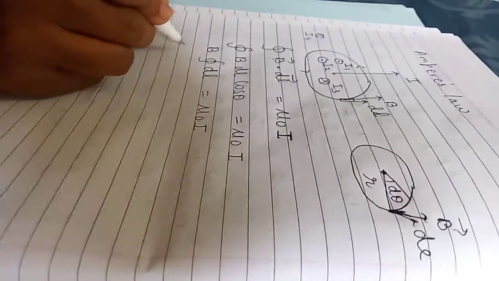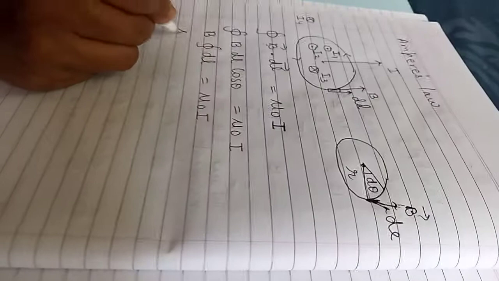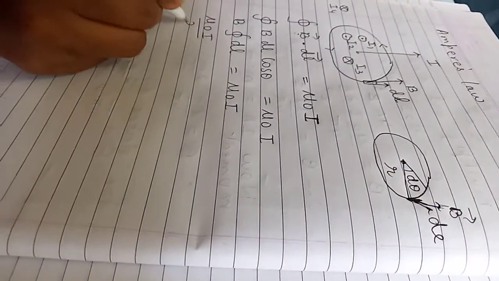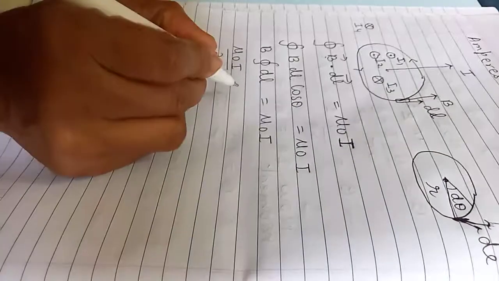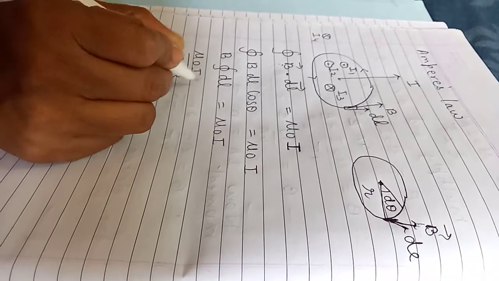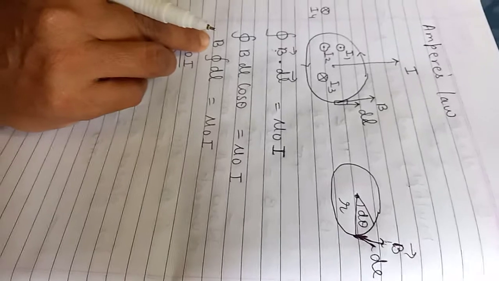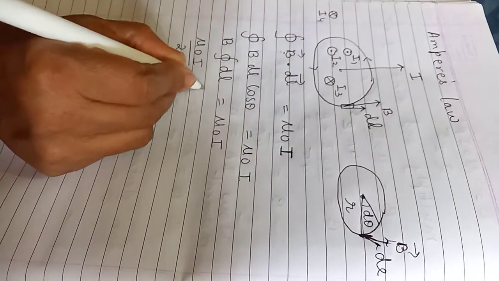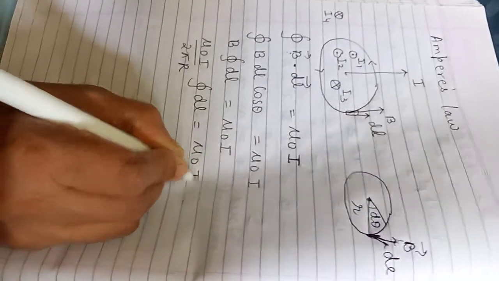Mu naught I. Okay. Next. Now, what is the expression for magnetic field due to a straight conductor? It is mu naught I divided by 2 pi r. Are you okay here? Mu naught I divided by 2 pi r. That is the expression for magnetic field here. Magnetic field due to arc length: mu naught I, line integration dl is equal to mu naught I.